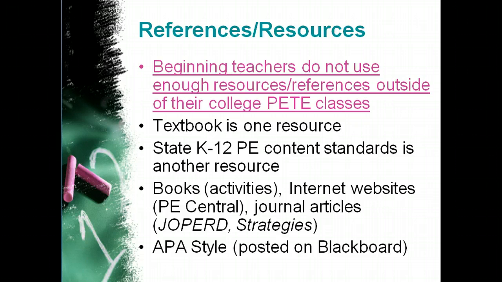Textbooks are good resources. State K through 12 physical education content standards are another resource. Books, print books, internet websites, journal articles are all examples of references and resources that you can use, so that you will not assume that students know something, and you do look at the detail of the critical elements that you need to be teaching them. They also need to be in APA style, which is posted on Blackboard.